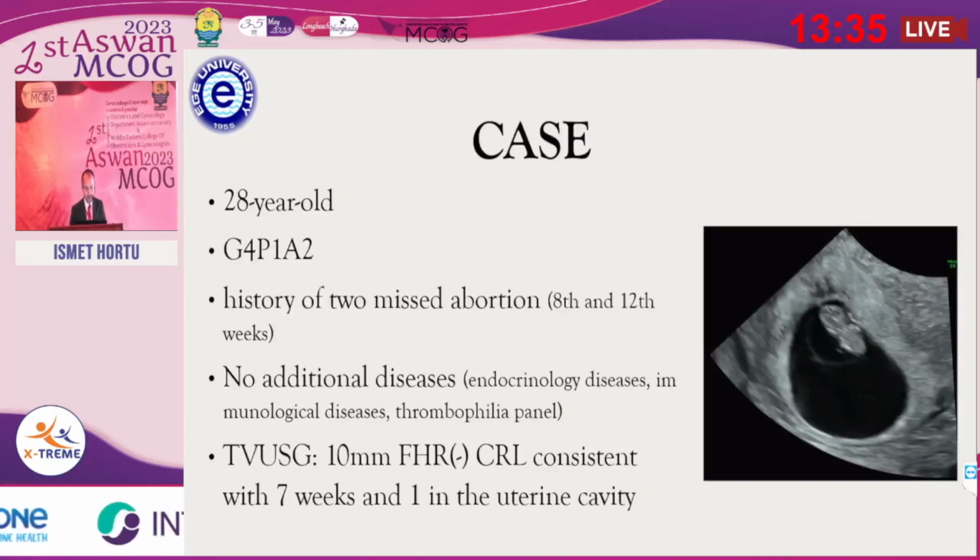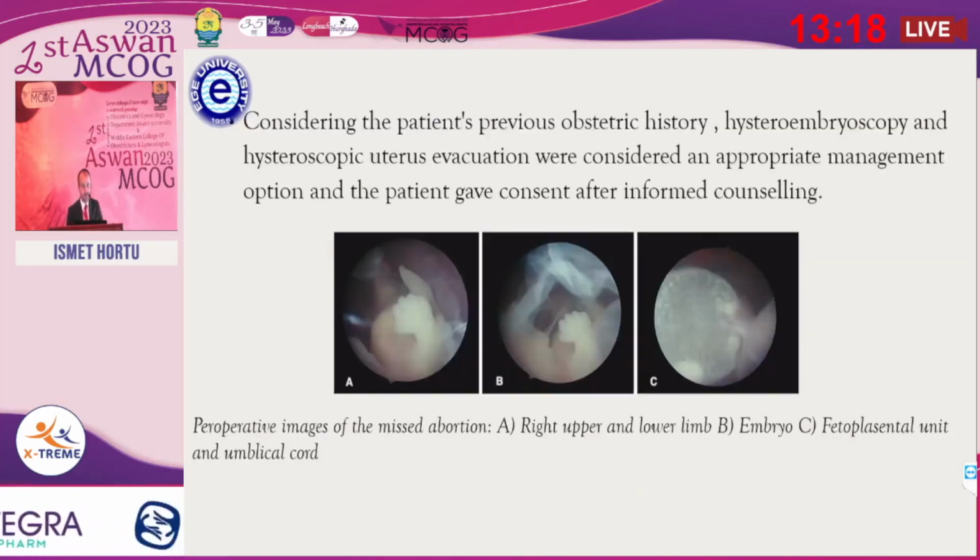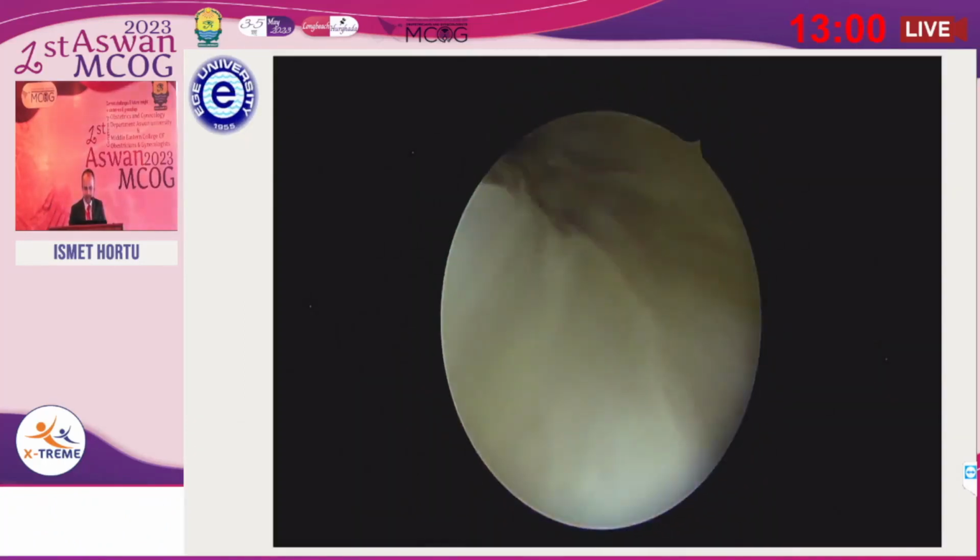This is our case. She is 28 years old, gravida 4, parity 1, abortus 2, with a history of two missed abortions at 8 and 12 weeks of gestation. She has no additional disease. Transvaginal sonography revealed a 10 mm embryo at 7 weeks with no fetal heart rate. Considering the patient's previous obstetric history, hysteroembryoscopy and hysteroscopic evacuation was planned as an appropriate management option, and the patient gave consent after informed counseling. These are our perioperative images of the missed abortion, and I'm going to show the live video.